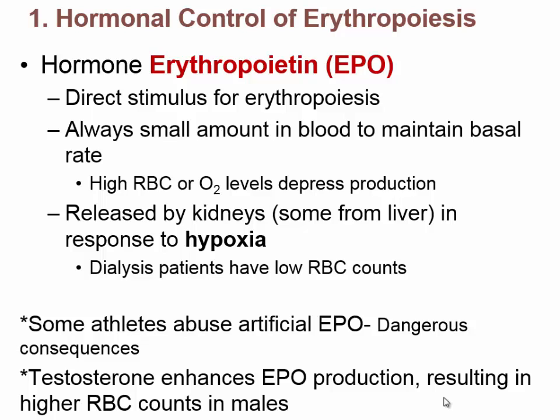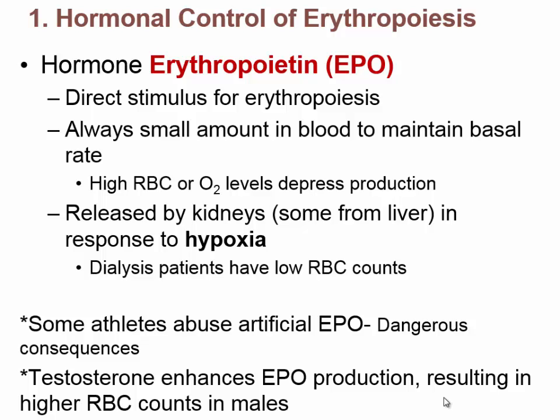If we have too many red blood cells, or our oxygen levels get high enough, or we don't need any more red blood cells, it will depress the production. It will stop the making of red blood cells so we don't have too viscous of blood. But its main job is to make red blood cells all the time.